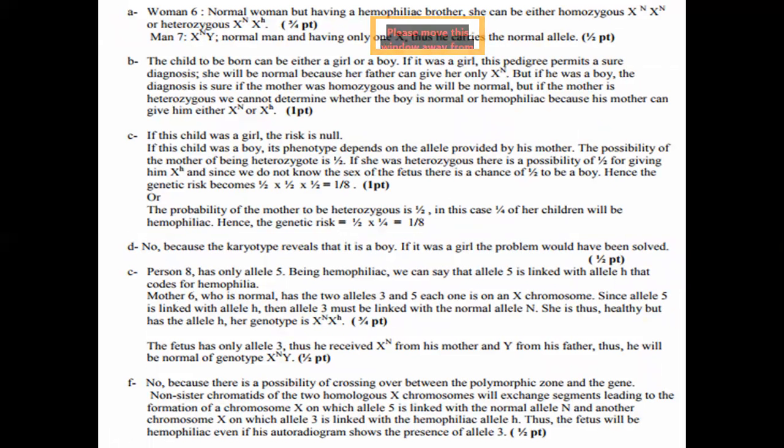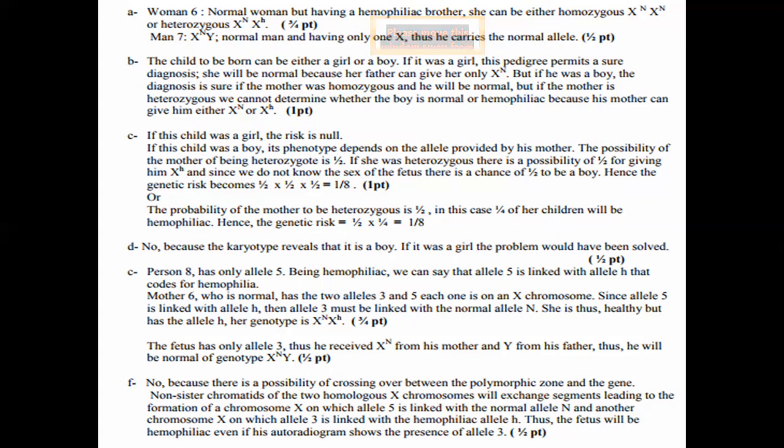So let's review what we have solved before. This is the solution. Woman 6 is normal, but giving birth to a hemophilia A brother, so she can be either homozygous XN XN or heterozygous XN XH, and the man is X and Y. Why? Because he is normal and gives only one phenotype, one genotype. It can't be XHY, because if XHY, he will be affected.